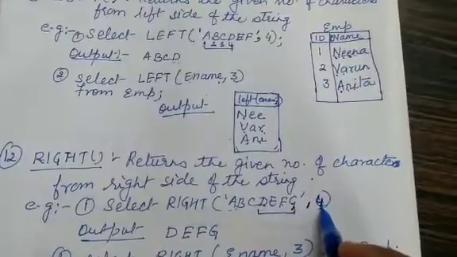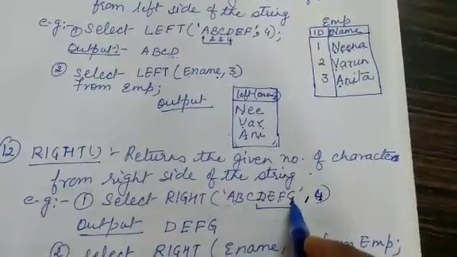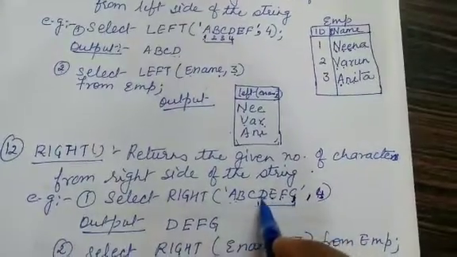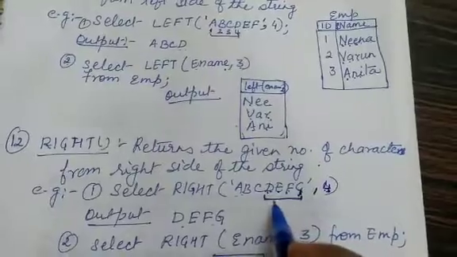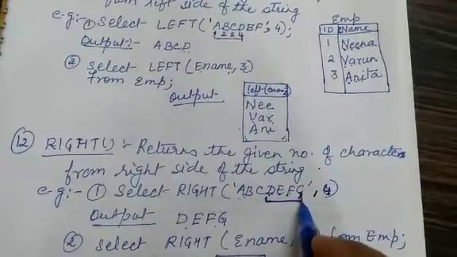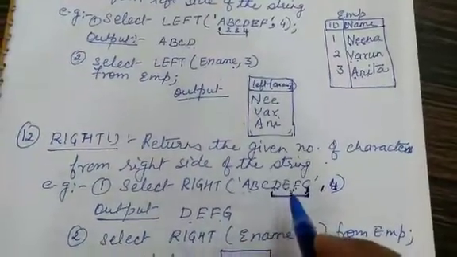So if you want to extract 4 characters from the right-hand side, this is the right-hand side of the string, that is, the last part of the string. So 1, 2, 3, 4. So these 4 characters will be displayed in the output. Don't reverse the string. The characters of the string will be in the same order, only the counting will be from the right-hand side.